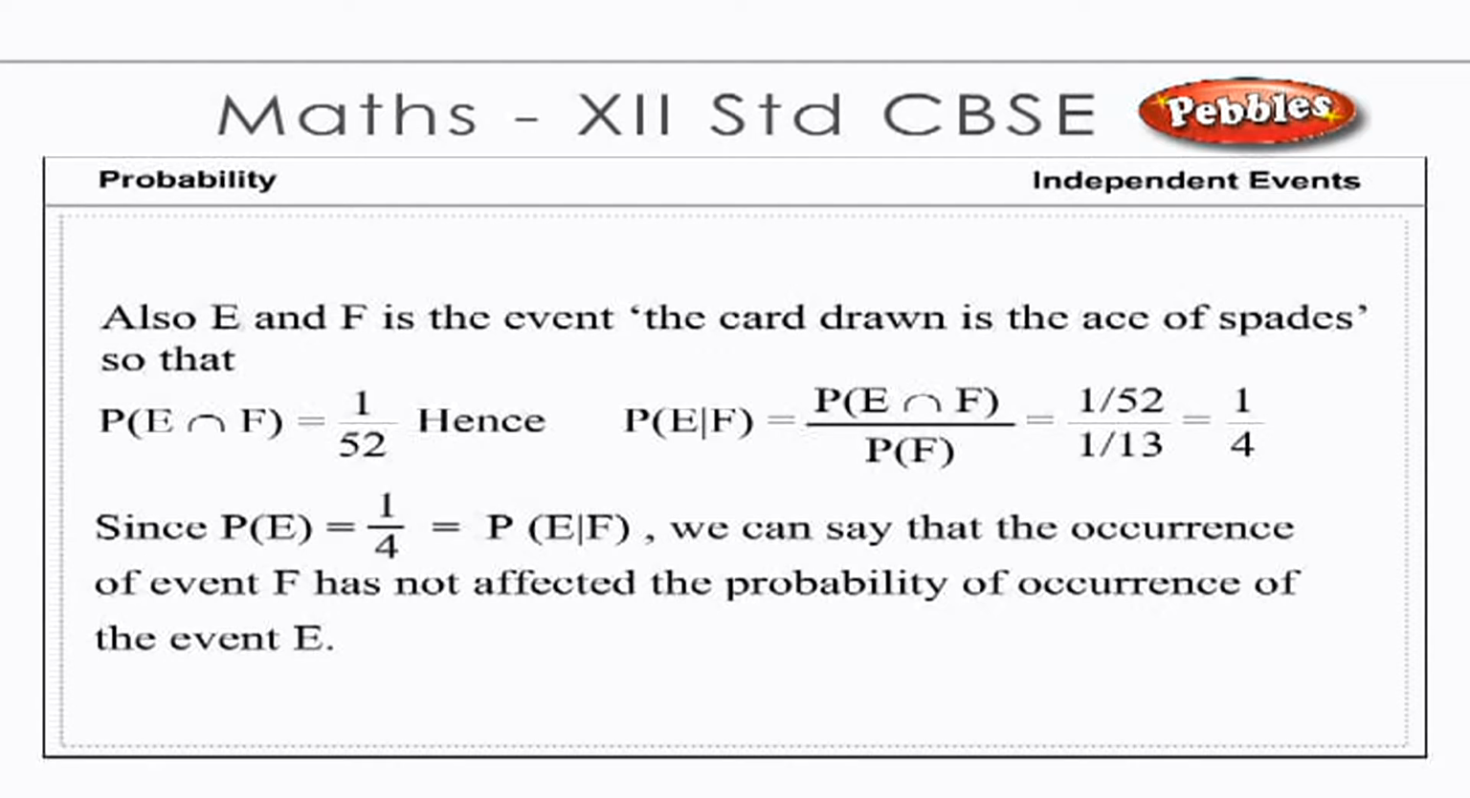Hence, P of E given F is equal to P of E intersection F by P of F, which is equal to 1 by 52 divided by 1 by 13, which is equal to 1 by 4. Since P of E is equal to 1 by 4, which is equal to P of E given F, we can say that the occurrence of event F has not affected the probability of occurrence of the event E.